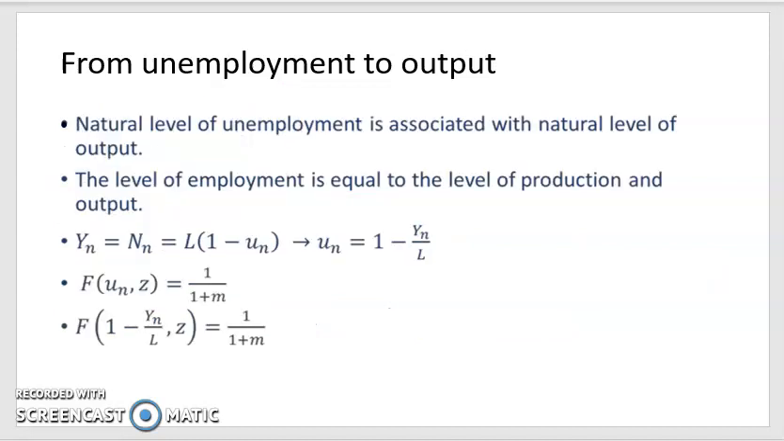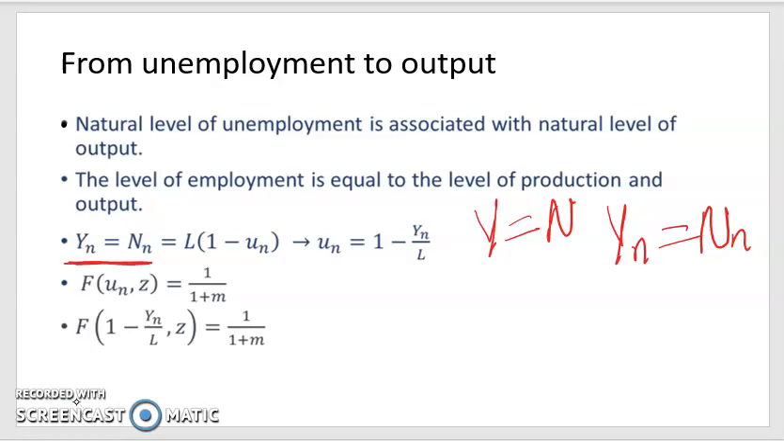So how do we move from unemployment to output? Through employment. The natural level of unemployment is associated with a natural level of output. This is the level of output that prevails when unemployment is at its natural level. From the simplification of our production function, we know that output is equal to employment. Therefore, the natural level of output is given by the natural level of employment. This relationship can be shown there. Given that the natural level of output is equal to the natural level of employment, we can use the same equation to get the natural level of output.